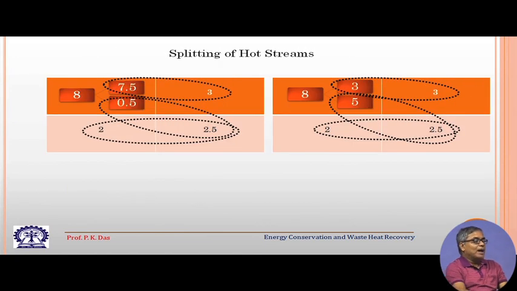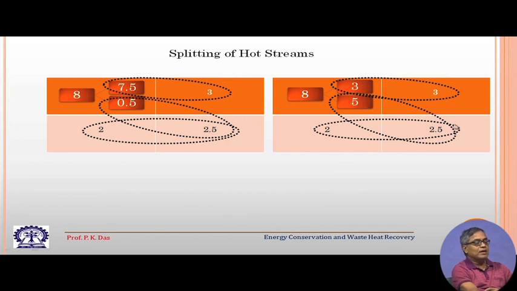So, now we go for stream splitting. Stream splitting can also be of different kinds. What we can do is, that 8 is having the highest heat capacity rate. So, let us think of splitting this stream. So, we can have 2 streams, 7.5 and 0.5 and 3. So, this is workable, again this is workable, and the third is also workable, or this stream with heat capacity rate 8 we can divide into 3 and 5.